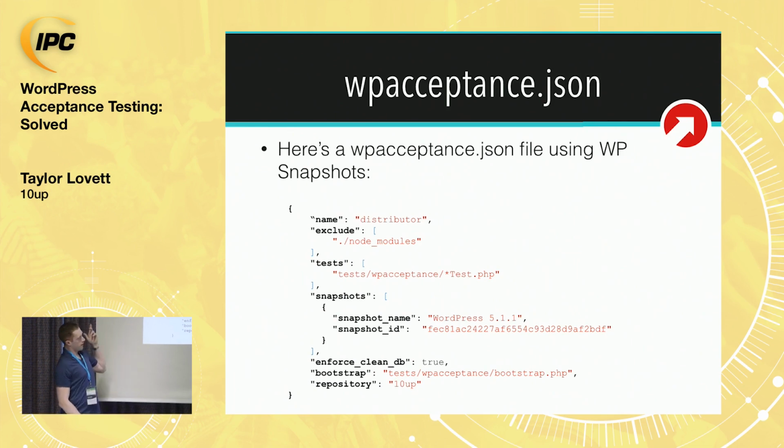Also, something of note in this example file, we have this bootstrap property. So you can have a bootstrap file, similar to a PHPUnit type of thing, that is run at the start of your test suite. This is for our open source plugin distributor where we use WP Acceptance.